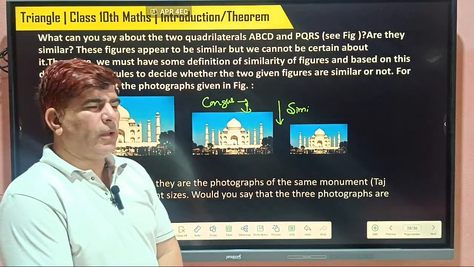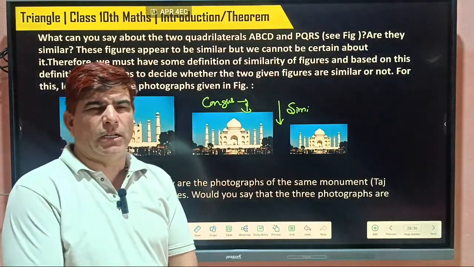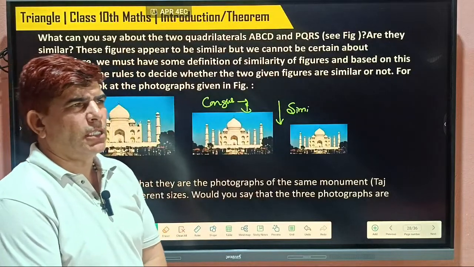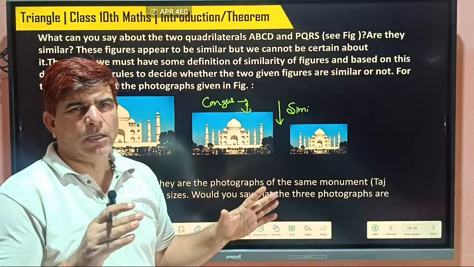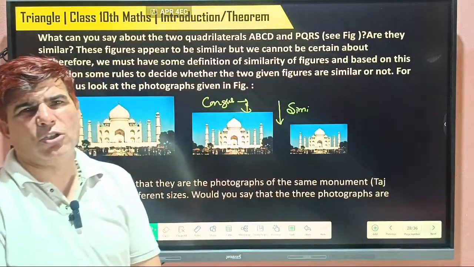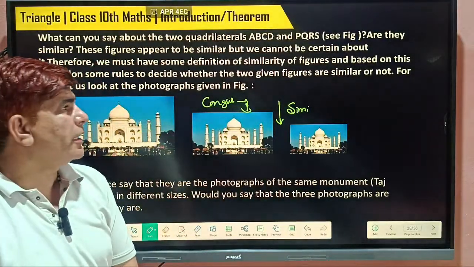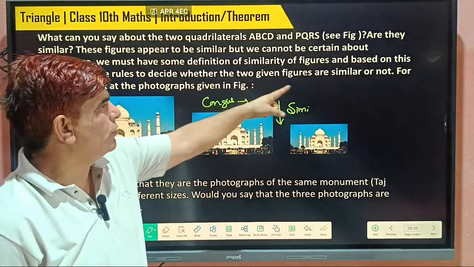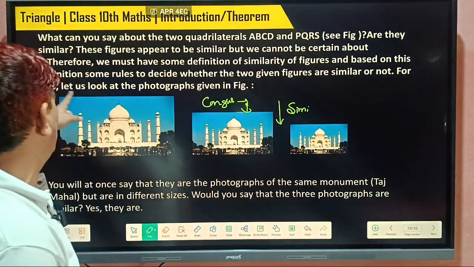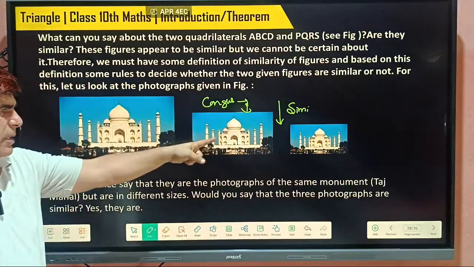So, if anybody asks what the definition of similarity is, you can say having the same shape but not the same size. We can say this is a 70% definition of similarity. Similarity needs more, so there are rules to decide whether two given figures are similar or not. For this, let us look at the photograph given in this figure.